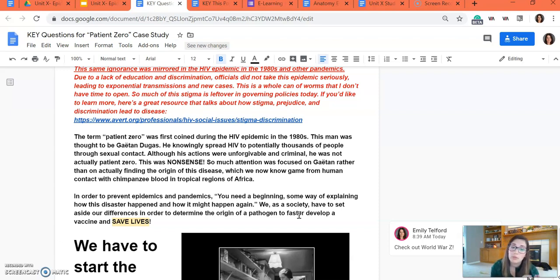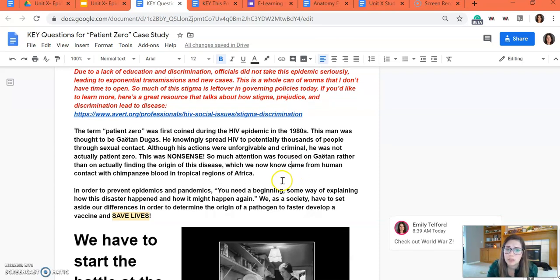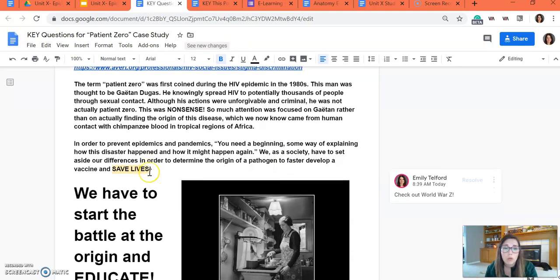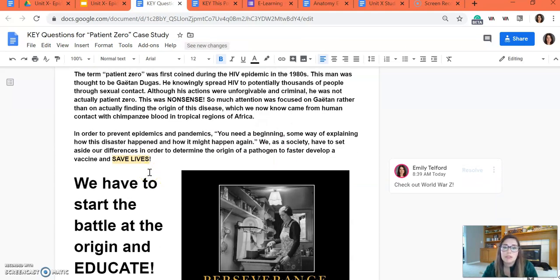And because all of their attention was focused on Gaetan, people were dying. So much attention was focused on Gaetan rather than on actually finding the origin of the disease, which we now know came from human contact with chimpanzee blood in tropical regions of Africa. So in summary, in order to prevent epidemics and pandemics, you need a beginning, some way of explaining how this disaster happened and how it might happen again.